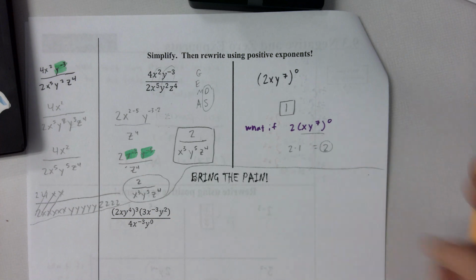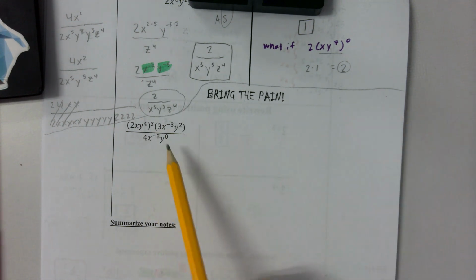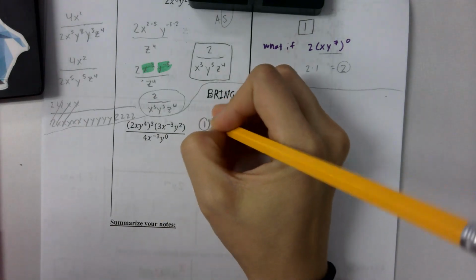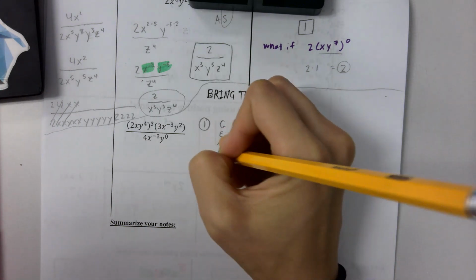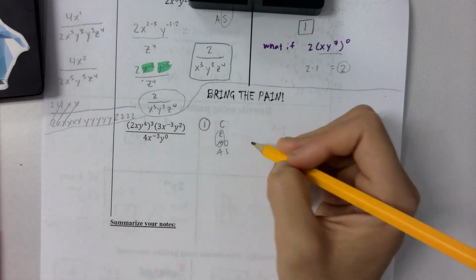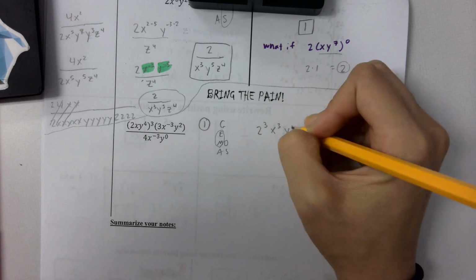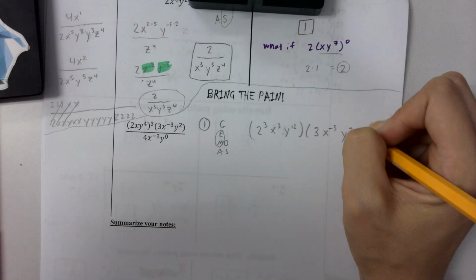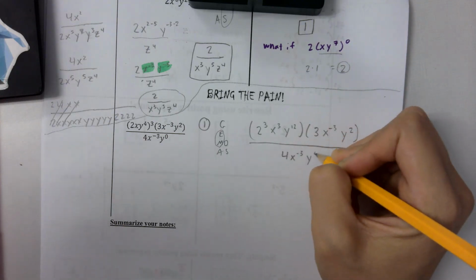Okay, last one. Bring the pain, right? Let's add all of it together. Super complicated. Okay, so our first step is we're going to do exponents. I'm just going to label our steps since this one's a little more complicated. So we have GEMDAS. We're going to do our exponents to multiply. So we're going to do 2 to the 3rd, x to the 3rd, y to the 12th, all times 3x to the negative 3, y squared, all over 4x to the negative 3, y to the 0.